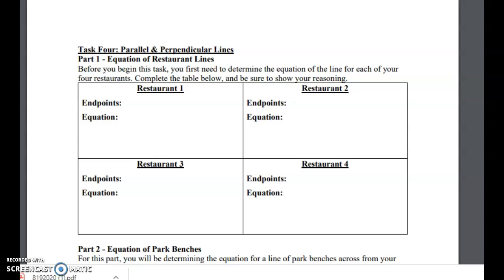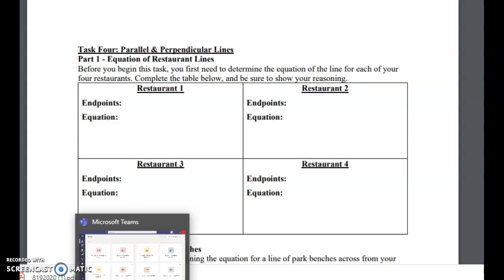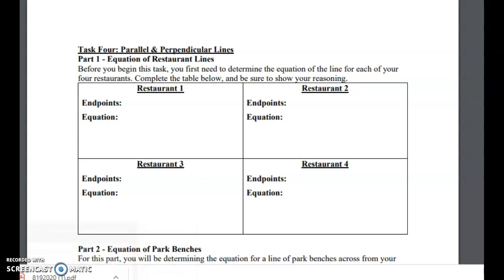You then need to write the equation of the line, which means that you're going to have to write not only the slope, but also the b value. So if you have the lines and an endpoint, you're going to have to write the b value. So I'm actually going to pause this real quick and I'm going to show you.